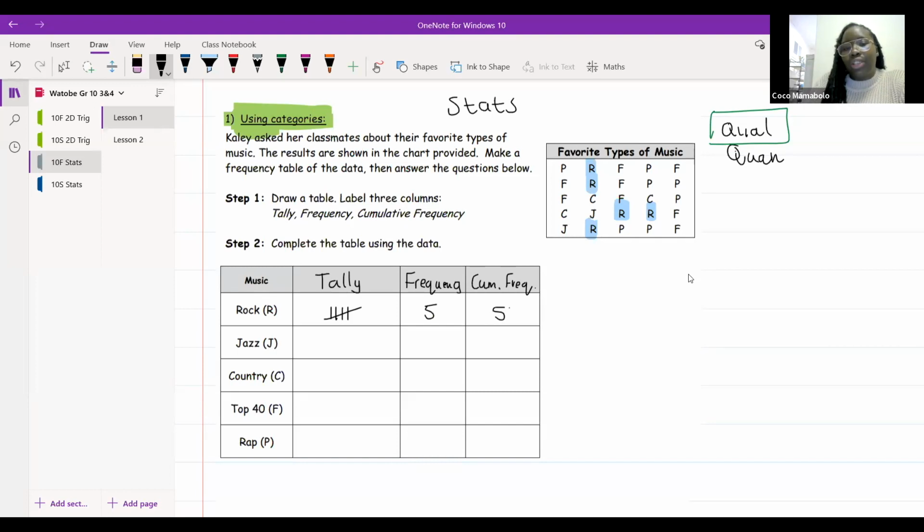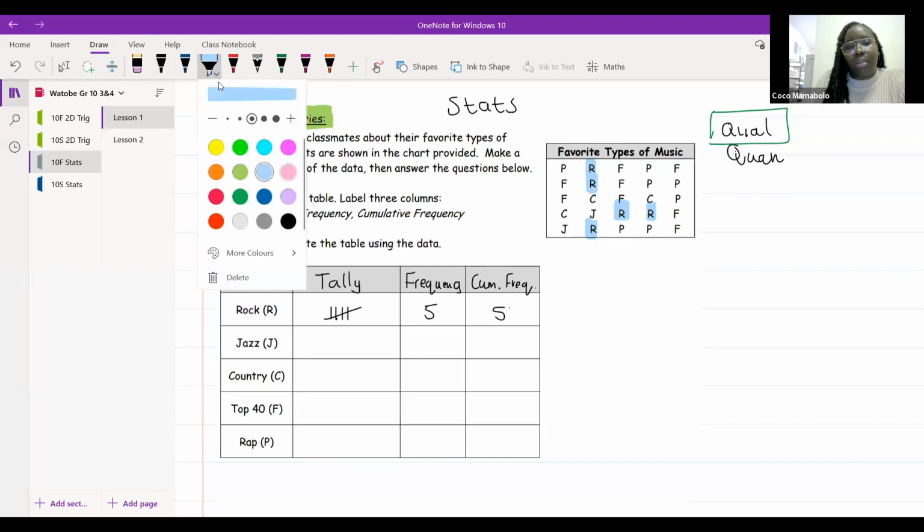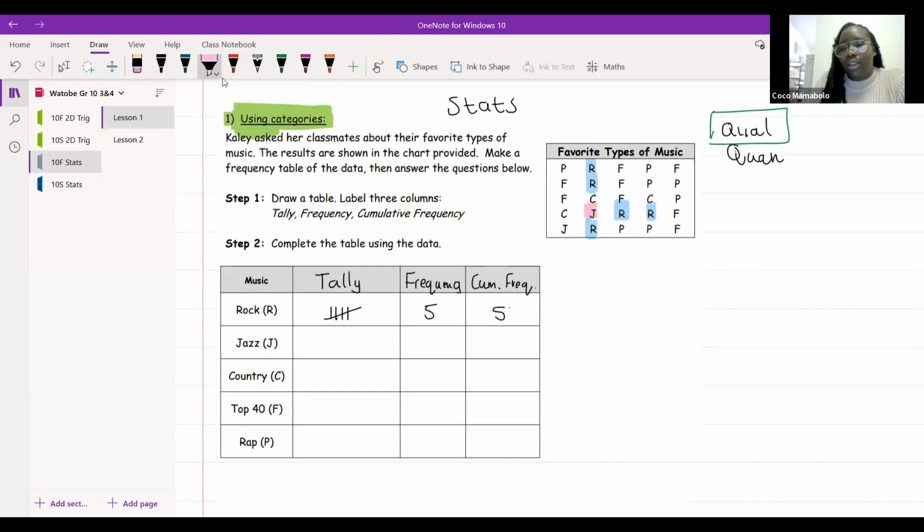Then we're going to count how many kids like jazz. Tell me, guys. 1, 2. Is there a third person? I don't see the third person. There's only 2. Good. We know that 2 people like jazz, so the frequency is 2. But for the cumulative frequency, we're going to take this amount and add these 2 amounts. 5 plus 2 gives us 7. Good. So when we take the cumulative frequency, we're just going to take the one right above it and add it to the bottom number.